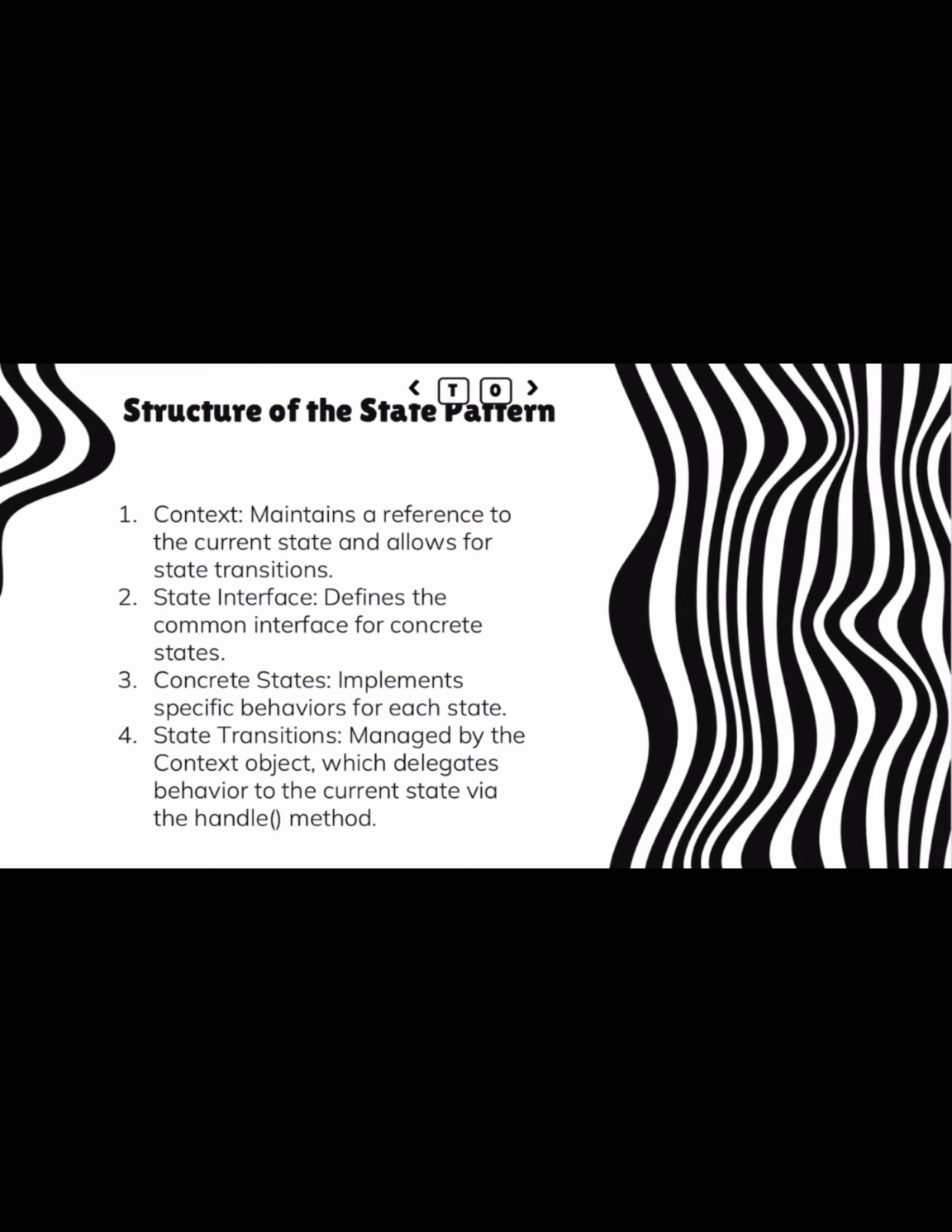Structure of the state pattern. First, we have the context. Then we have the state interface, concrete states, and state transitions. Think of this like a game character that can be running or jumping. This character is the context, changing state, and each state controls the behavior.